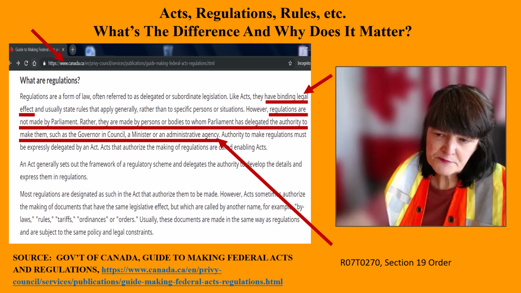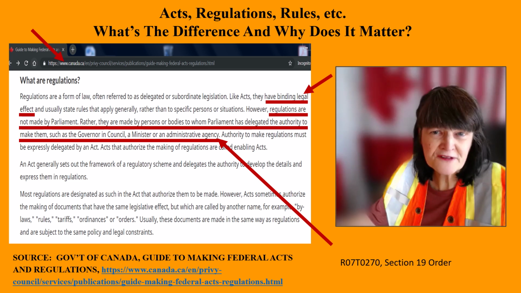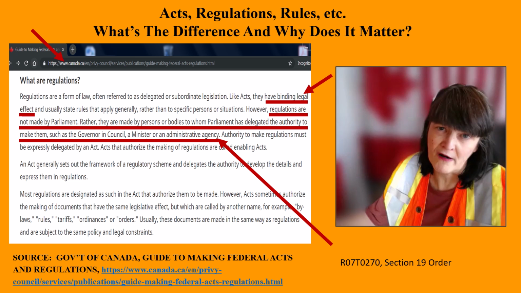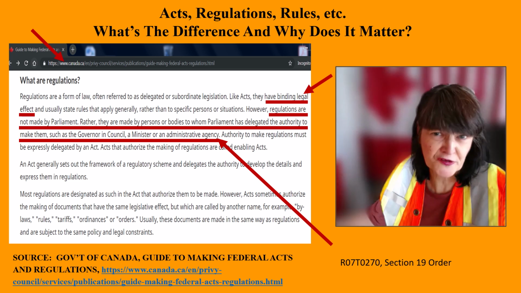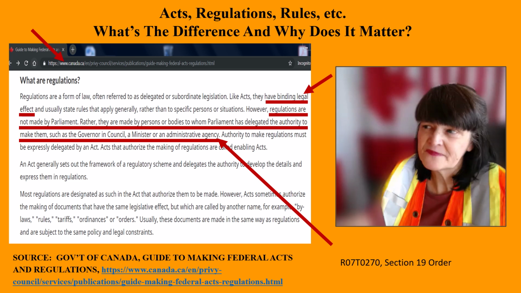But again, important to understand here, regulations can absolutely and are made by people who have massive conflicts of interest because they can be rail executives.